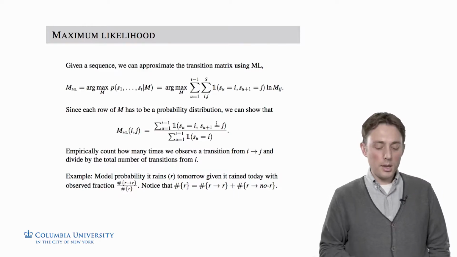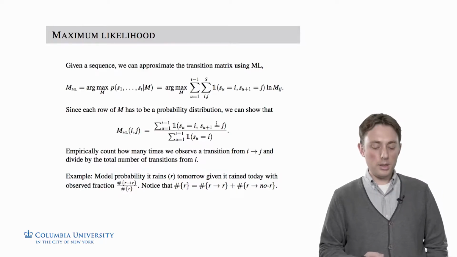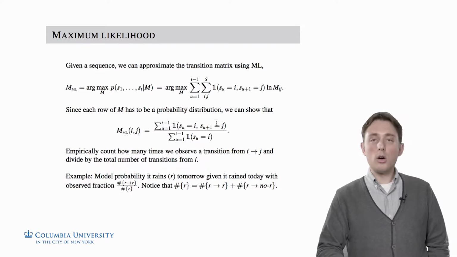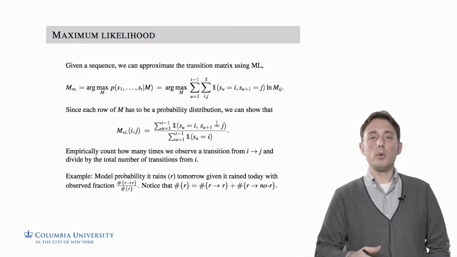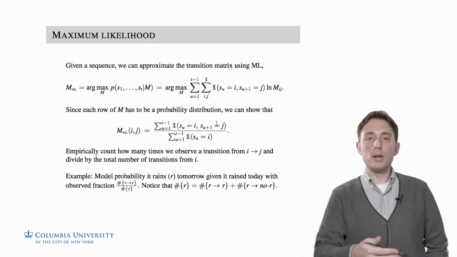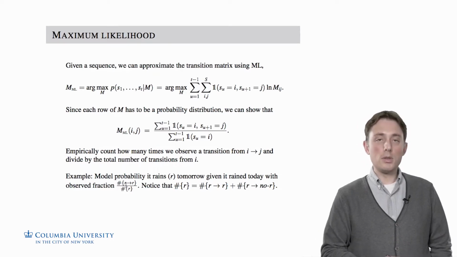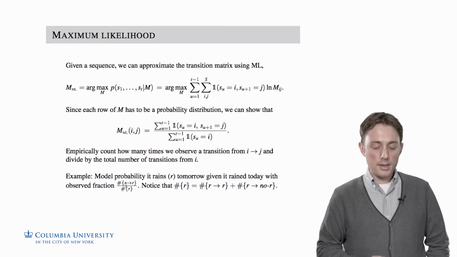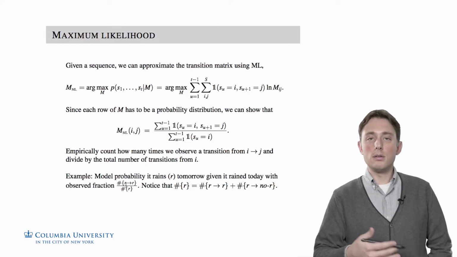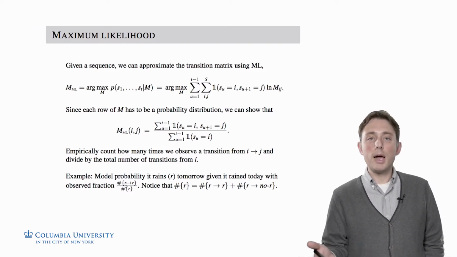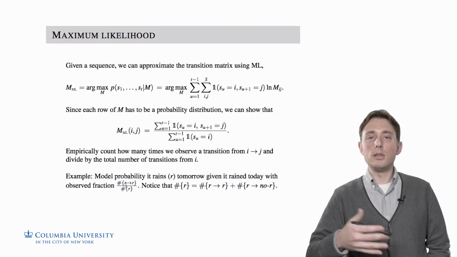For example, if we wanted to model the probability that it rains tomorrow, given that it rained today, all we would do is get a sequence of events where every single time point would be a day, and we would have an indicator of whether it rained or not in that day. And then we would sum the total number of times that it rained 2 days in a row, and then we would divide by the total number of times that it rained, period, and that would be the fraction of times that we saw rain 2 days in a row.